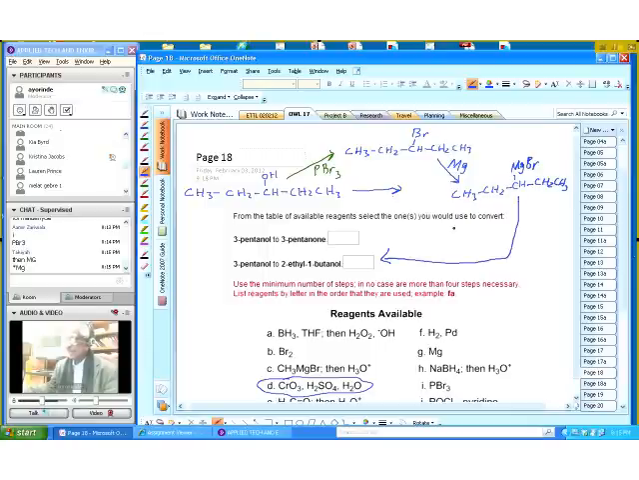Okay, then after that, you take this to convert to this molecule here. You take your formaldehyde, step one, and step two. Okay, and that is how you then make that molecule, which is this molecule here.